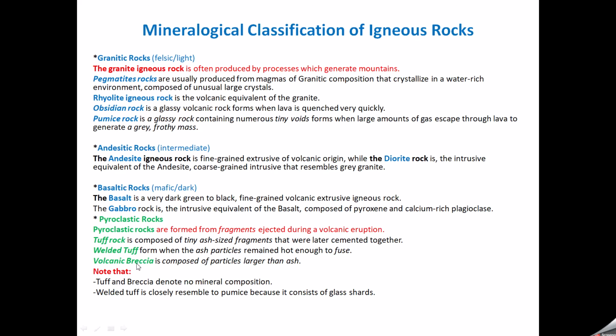Volcanic breccia is composed of particles larger than ash. Okay. Note that tuff and breccia denote no mineral composition. They don't tell you about the mineral composition, just grain size. So this is just grain size. These names or classifications are based on the grain size. Okay. Welded tuff closely resembles pumice because it consists of glass shards.